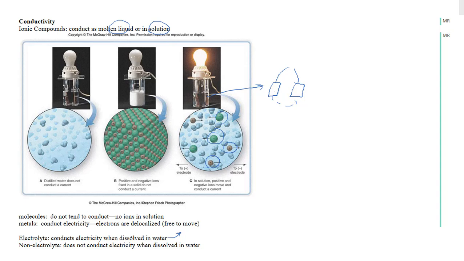So ionic compounds are electrolytes because they conduct electricity when they're dissolved in water. Non-electrolytes, on the other hand, are compounds that do not conduct electricity when they're dissolved in water. So something like sugar, which is a molecule, will dissolve in water, but it doesn't conduct electricity when it's dissolved in water. There are no ions in the solution.